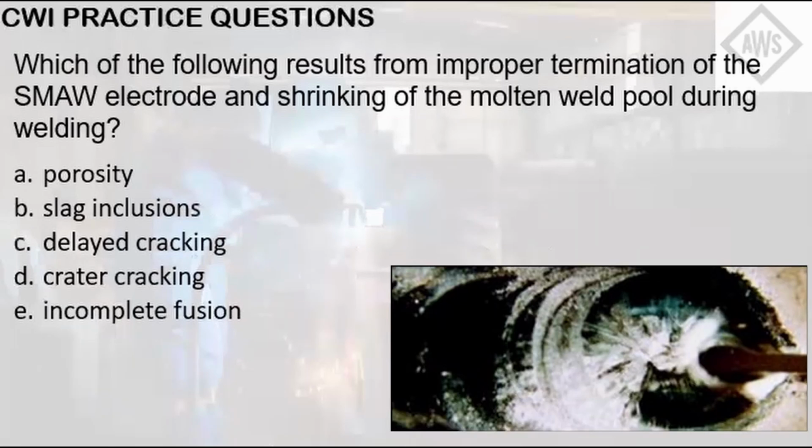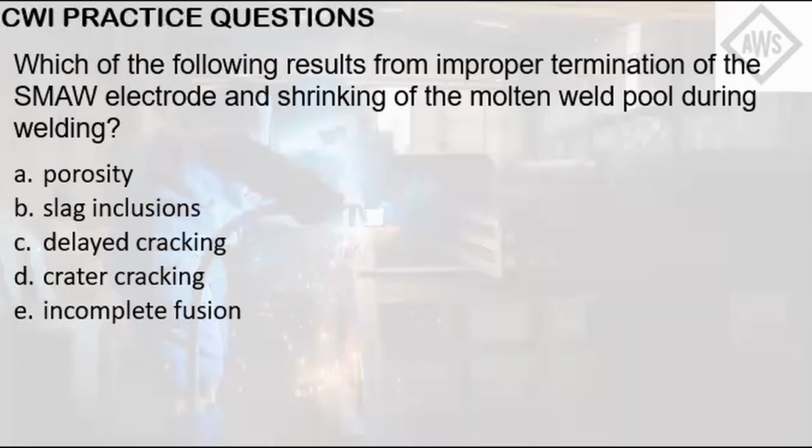Crater cracking occurs at the termination point of individual weld pass. If the technique used by the welder to terminate the arc does not provide for complete filling of the molten weld puddle, the result will be a shallow region or a crater. Hence the answer here, letter D, crater cracking. It is a result of improper termination of the arc by the welder which does not provide a complete filling of the molten weld puddle.